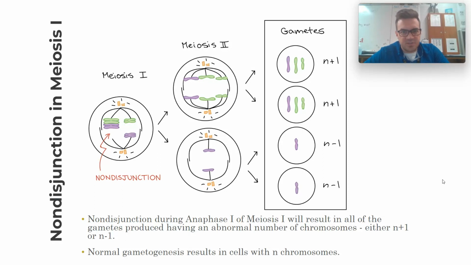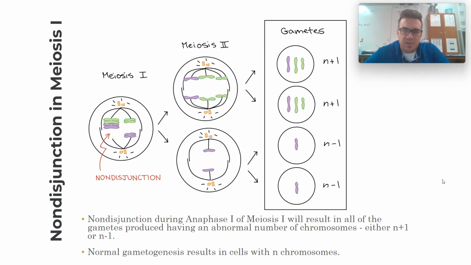All right, let's talk about nondisjunction. Nondisjunction is a mistake that can happen during meiosis that can cause the gametes, the sex cells, sperm and egg cells, to either have extra chromosomes or missing chromosomes.